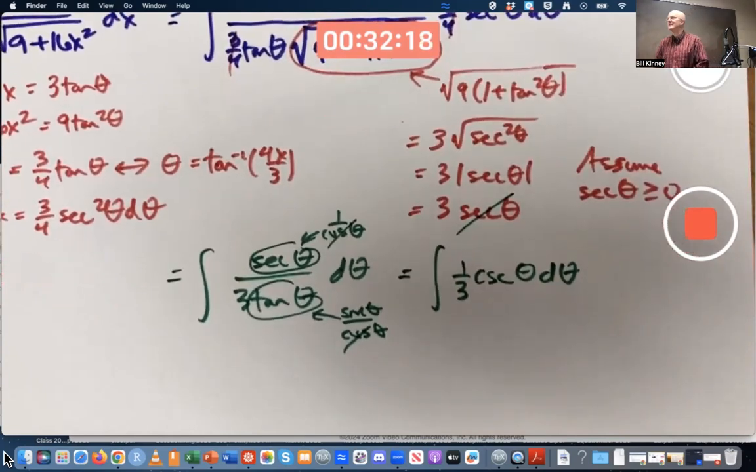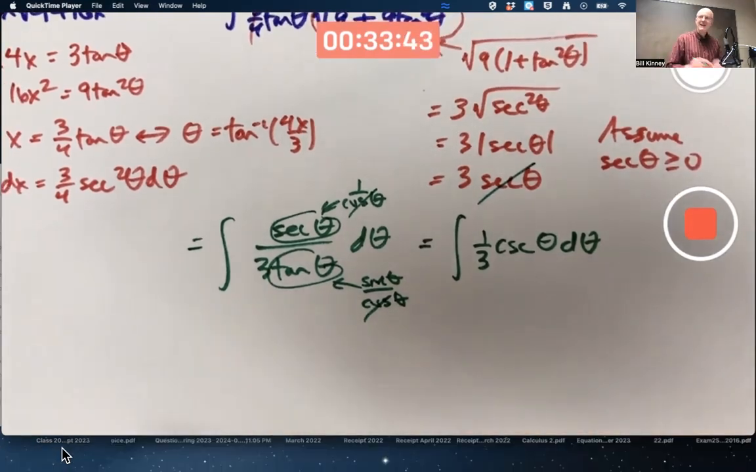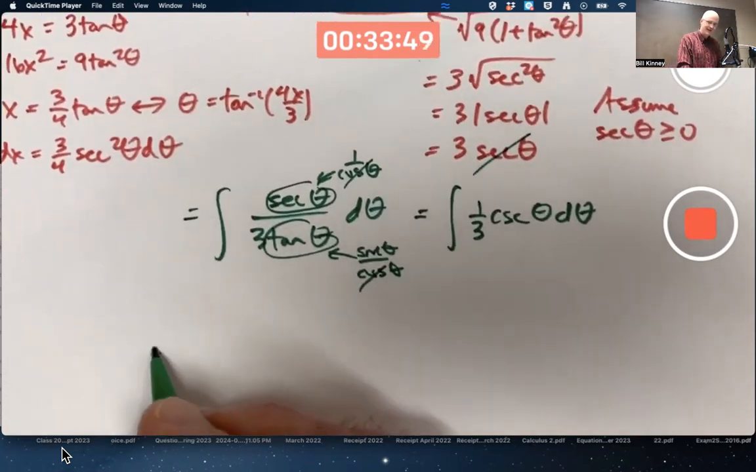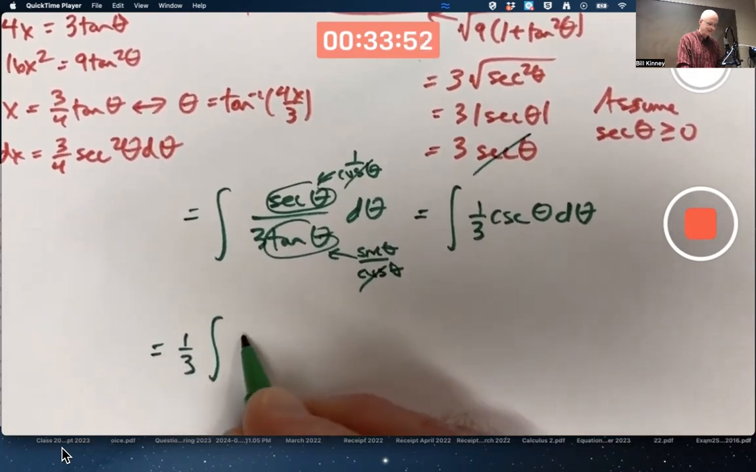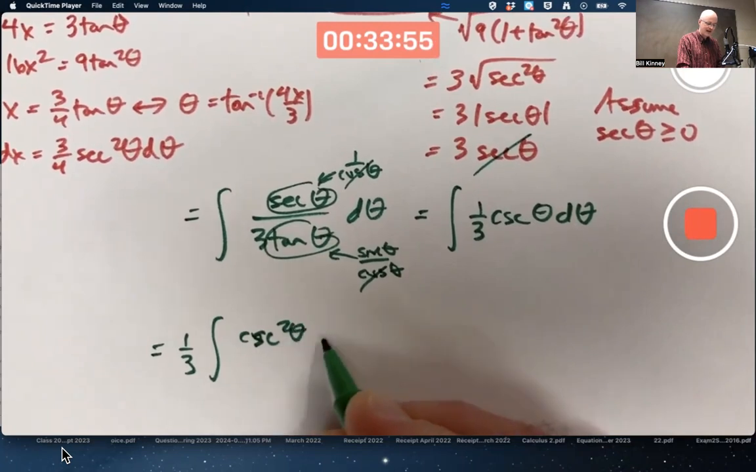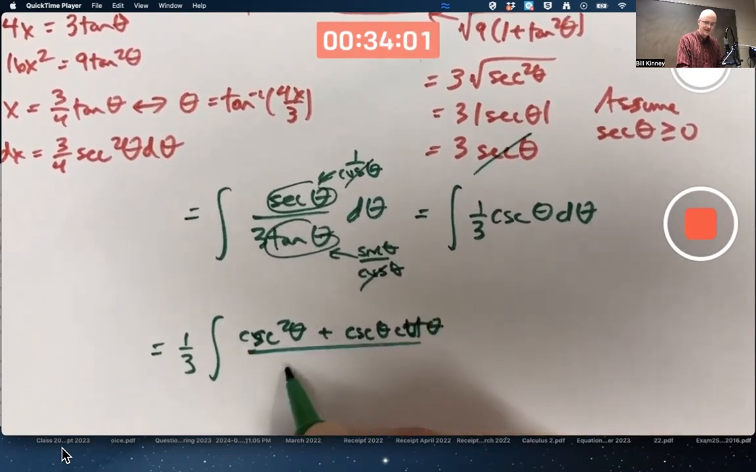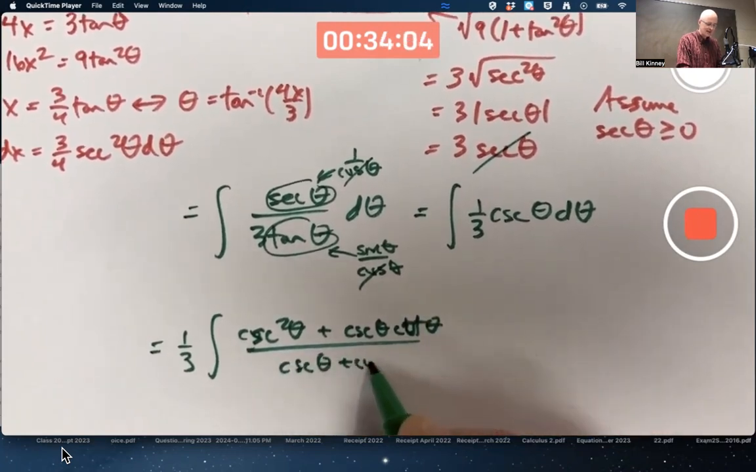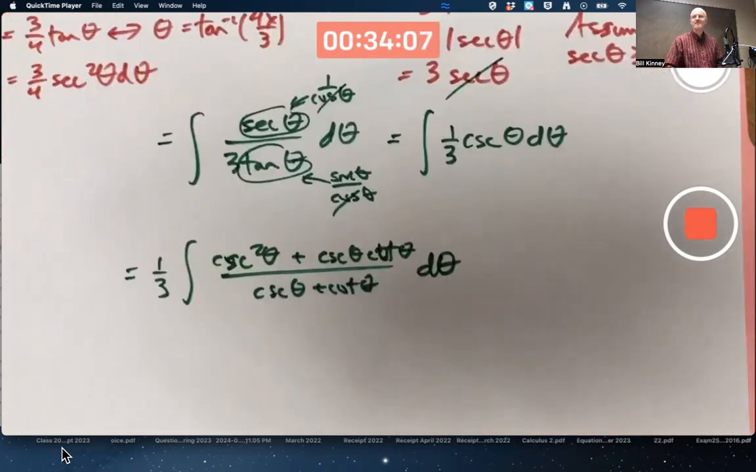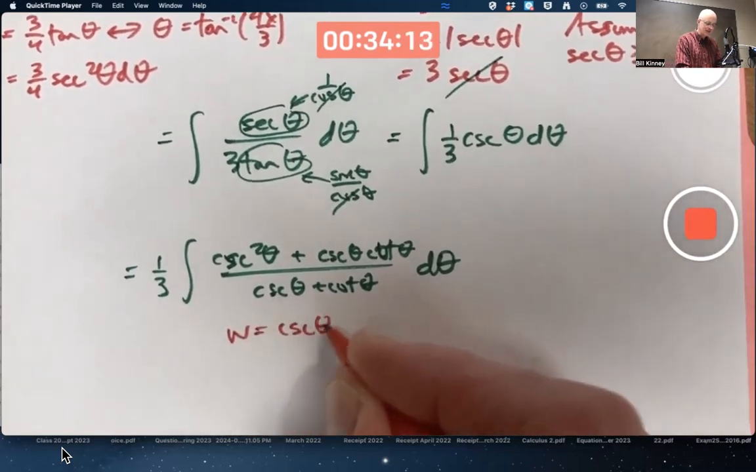Doing this integral involves a similar trick as my favorite trick from last week, multiplying by 1 in a disguised form, but a completely unexpected disguised form. Multiply this by cosecant theta plus cotangent theta over cosecant theta plus cotangent theta. I'll bring the 1/3 out in front, giving you cosecant squared theta plus cosecant theta cotangent theta on the top and cosecant theta plus cotangent theta on the bottom. This is just like last week. Let W be cosecant theta plus cotangent theta.